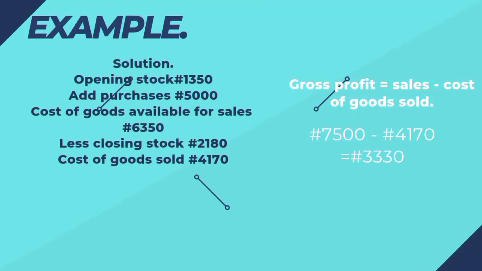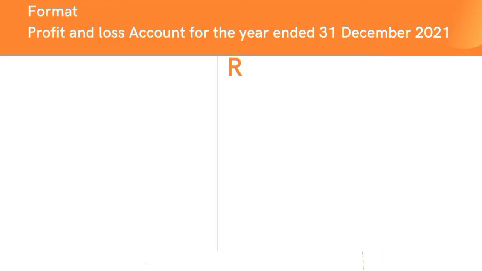Here is the example of what I just said. Now, you begin with the opening stock and then you add your purchase. Whatever value you got is referred to as cost of goods available for sales, and then you deduct the closing stock. After deducting the closing stock, you have a value, and that value is referred to as cost of goods sold. All right? I hope you are following.